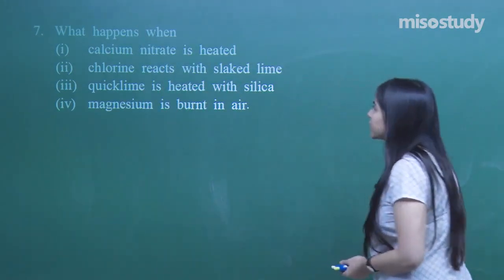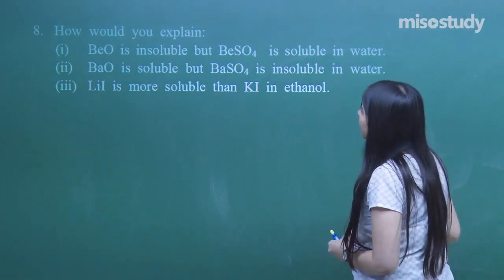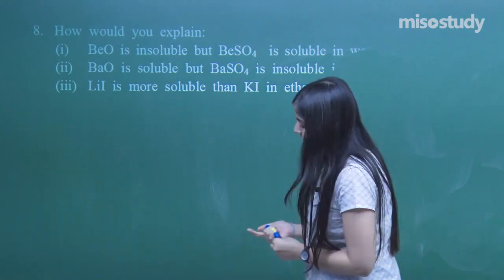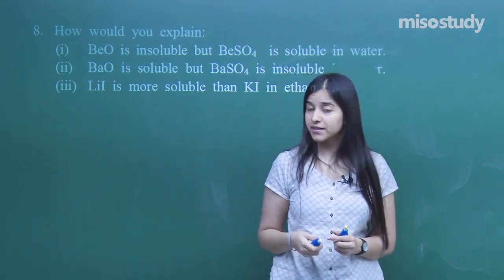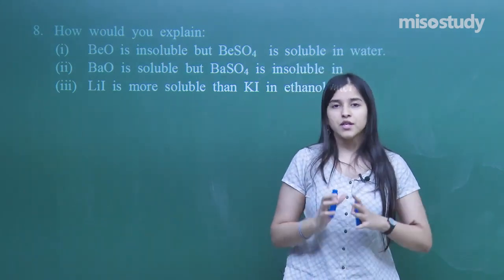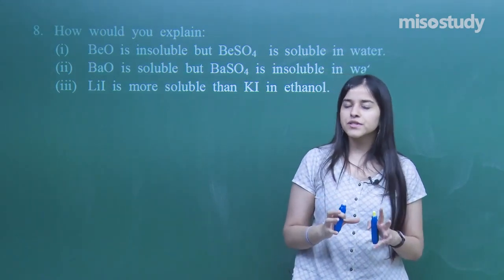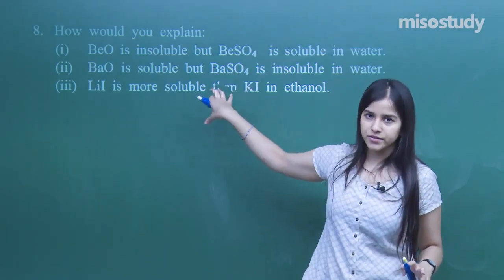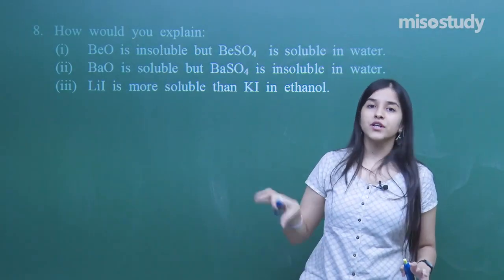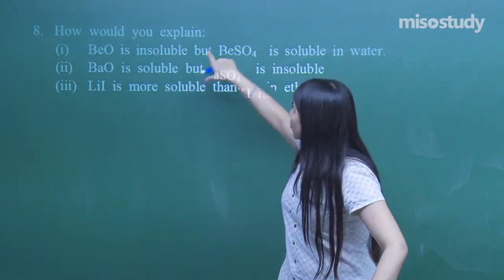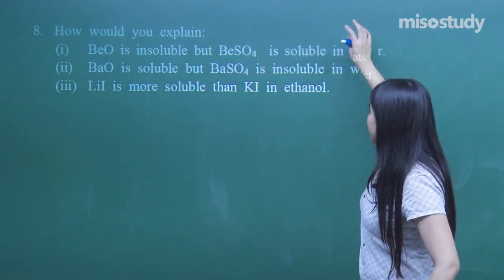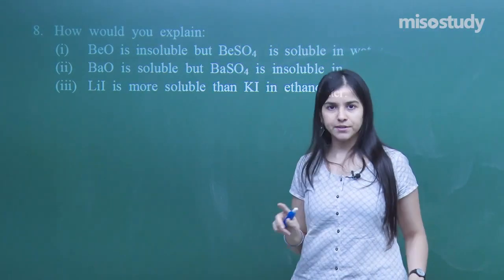Let's move to question number 8. How would you explain? Now, this question has been picked up straight away from the NCERT. I wanted to discuss this because some of the students face difficulty in answering such reasoning questions. BeO is insoluble but BeSO4 is soluble in water, right?